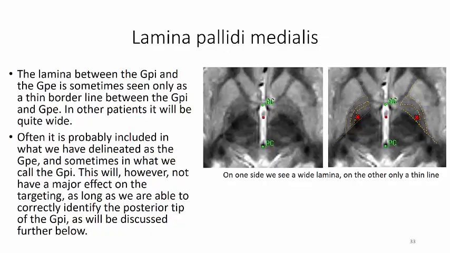We then come to the lamina pallidi medialis. The lamina between the GPI and the GPE is sometimes seen only as a thin border line between the GPI and the GPE. In other patients, it will be quite wide. Often it is probably included in what we have delineated as the GPE, and sometimes in what we have called the GPI. This will, however, not have a major effect on the targeting as long as we are able to correctly identify the posterior tip of the GPI, as will be discussed further below.